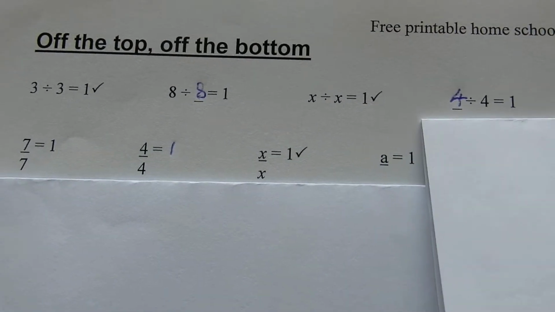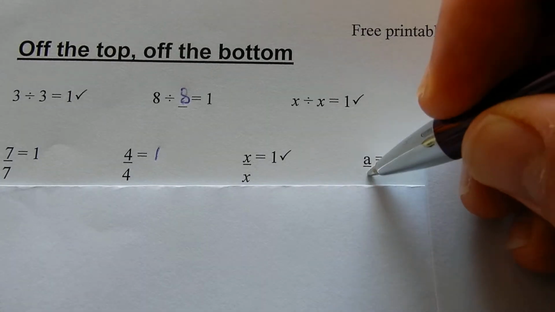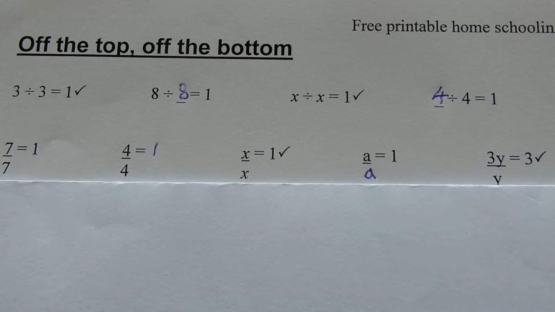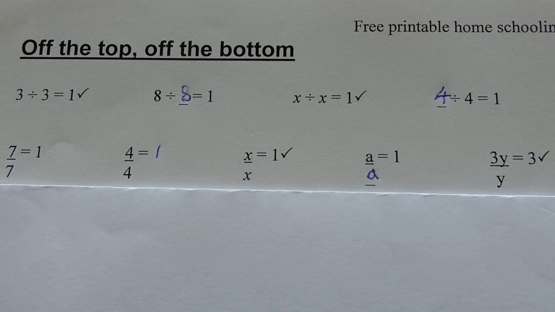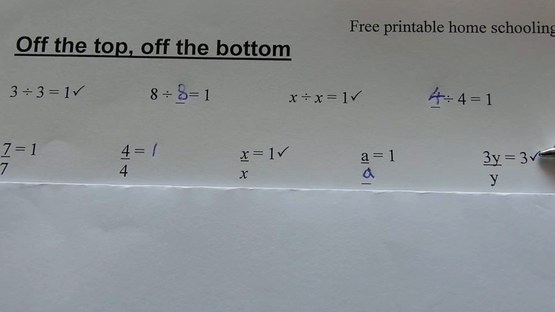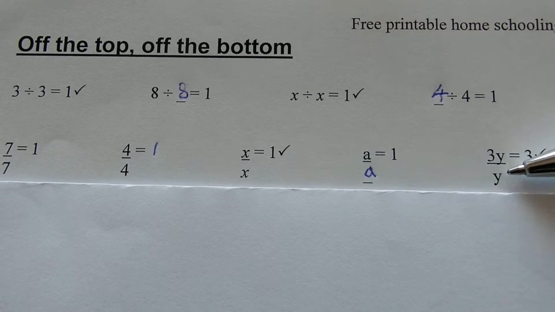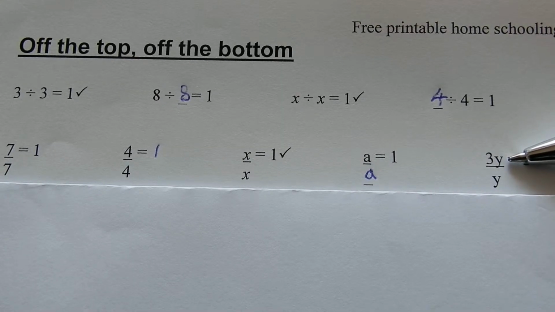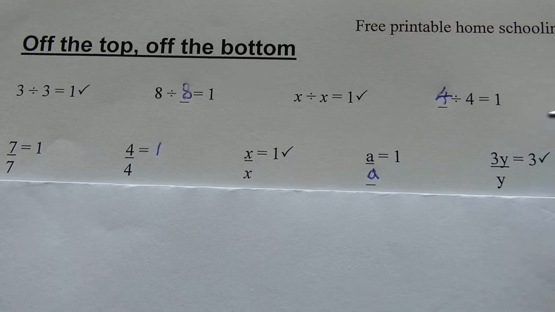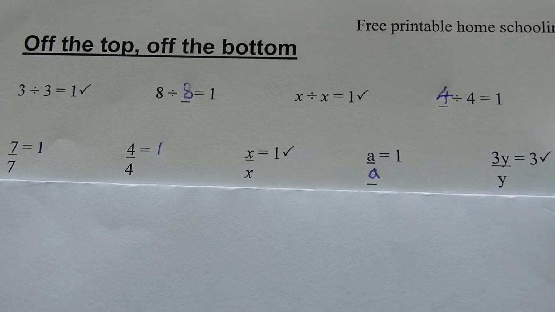Good. Now, next one. A divided by something equals 1. A divided by A equals 1. Okay, who we got next? Oh, next, going one stage further. 3y divided by y equals 3. So this is divide by itself. So if y was 5, 3 times 5 is 15, divide by 5 equals 3. If y is 2, 3 times 2 divided by 2, 6 divided by 2 equals 3.